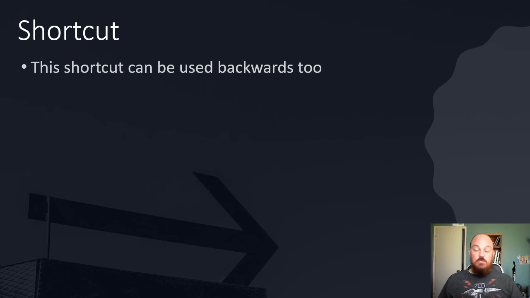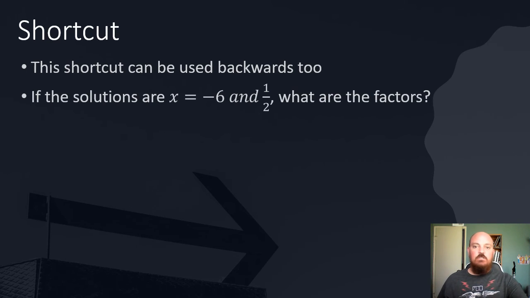And the shortcut works backwards too. That's the nice thing about it. So we know if you have factors, you can quickly and easily turn them into the answers or the solutions. Well, if I give you the solutions and you understand that shortcut, you can work backwards and get the factors. So let's do this one right here. Let's say we have a quadratic equation, and we have two answers or two solutions. X equals -6 and +1/2. Let's see if we can work our shortcut backwards and come up with the original factors from the problem.